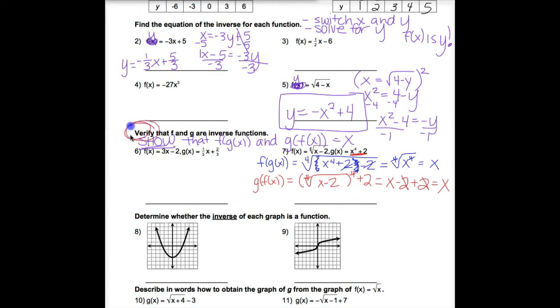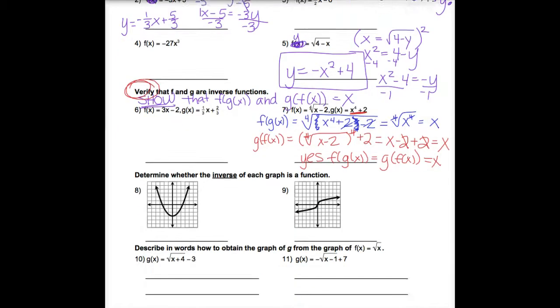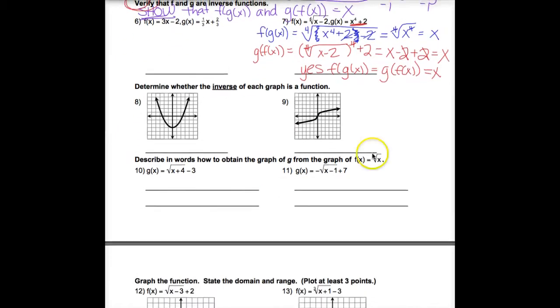Again, it's verify. So I know that the answer is yes, because f of g of x and g of f of x both equal x. They should. If you don't get x, they wouldn't be inverses. But again, when I'm grading this, I'm grading the steps of work, so make sure that you show it. 8 and 9, super easy.